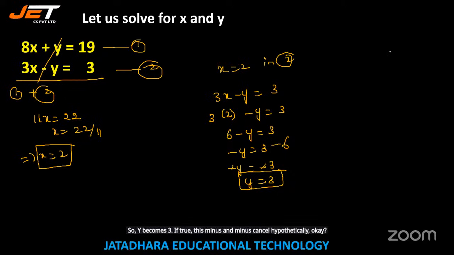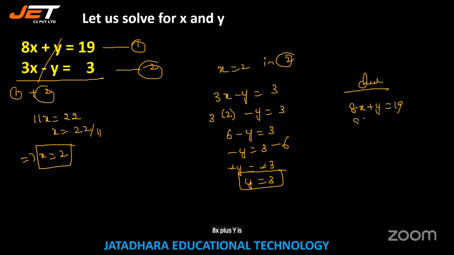Okay. Right. Now let's do the checking in any one equation. 8x plus y is 19. So 8 into 2 plus y is 3. So 8 2s are 16 plus 3. So 19 is equal to 19. Therefore, our answer is correct.